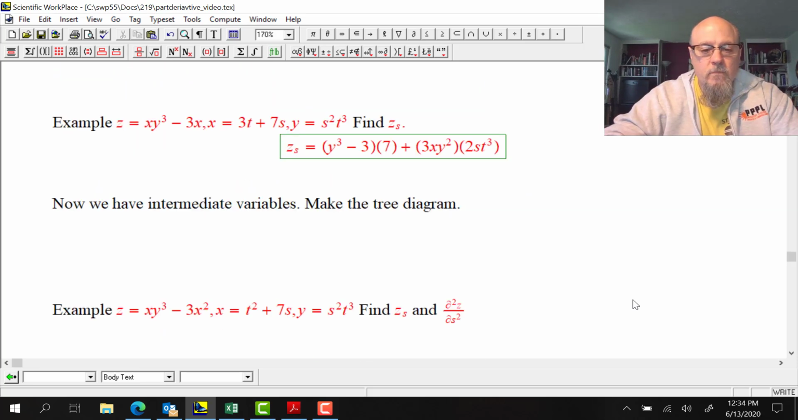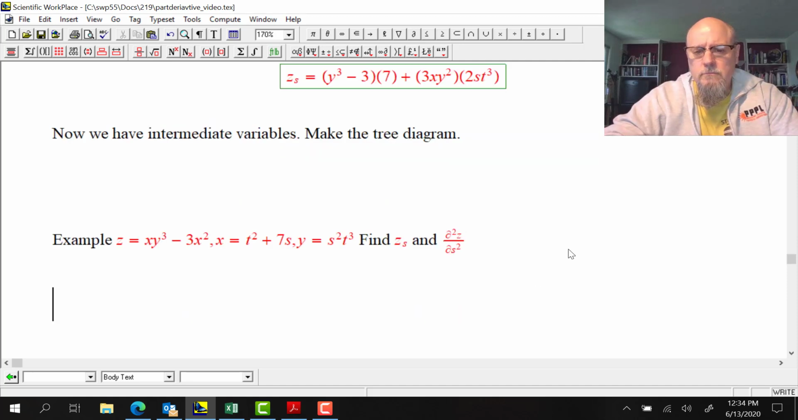All right, let's do another example. And this one I want the second derivative and the first derivative. Let's do our first derivative, and let's draw a tree diagram for that one also, to sort of organize my thoughts as to what I want. So let's check out what's happening first before we draw. Z is a function of x and y. X is a function of s and t. Y is a function of s and t. I want z sub s here.